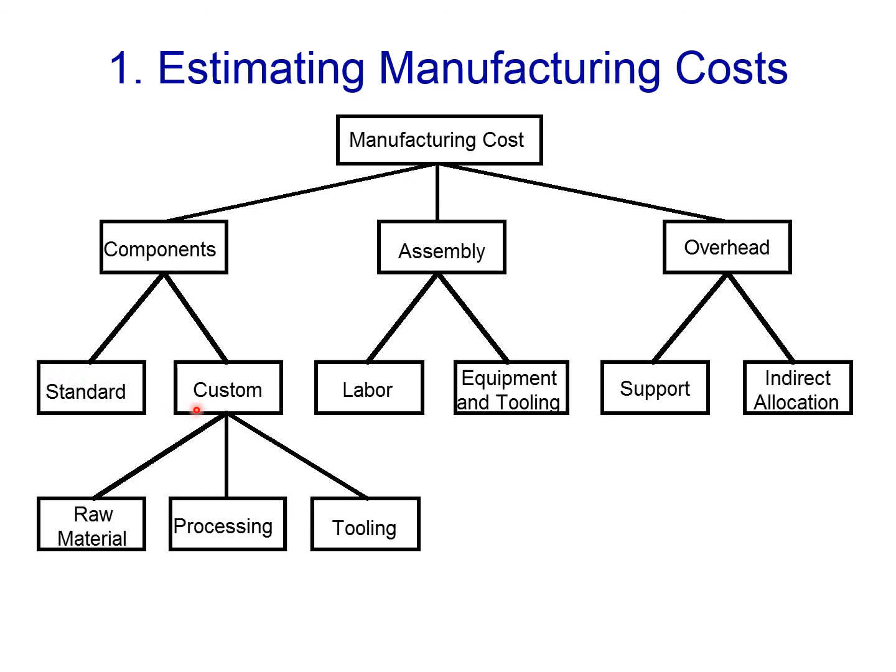Custom parts. It's composed of raw material, processing, and tooling. Raw material can be estimated from the mass of the part, allowing for some scrap, obviously, and then multiplying by the cost of material per unit mass. And the cost of material can be found in Appendix A in the textbook, like an Ippinger textbook. And I'll take a look at one of these tables in the next slide.